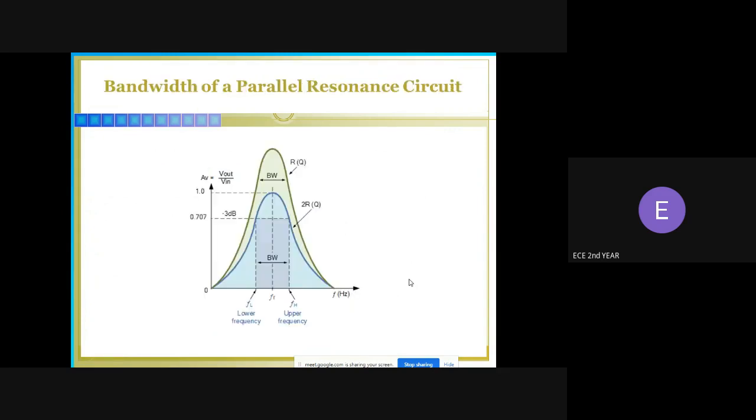So for the bandwidth of the parallel resonance circuit, if we are narrowing the bandwidth, the quality factor will be increasing, the maximum current will be increasing, and bandwidth will be reducing. So you can see here we have different values. If the R value is high, if we are increasing the R value, the current will be reducing. If we are reducing the R value, the current will be getting maximum at the resonance frequency.